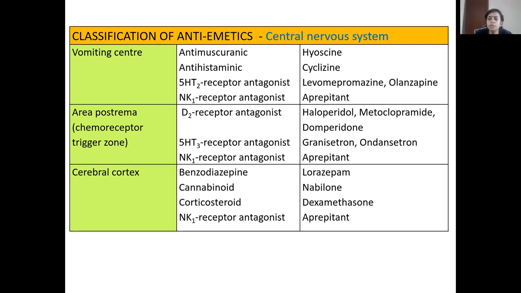Tramadol, very often you see the prescription of tramadol along with Emeset. So it's highly unlikely that it can be effective. Cerebral cortex, we have lorazepam, which is a benzodiazepine. Cannabinoids, we don't use, but corticosteroids are a very commonly used drug for nausea and vomiting associated with the cerebral cortex. An example would be raised intracranial pressure. We give steroid, with or without mannitol, to reduce the intracranial pressure so that the patient stops vomiting.